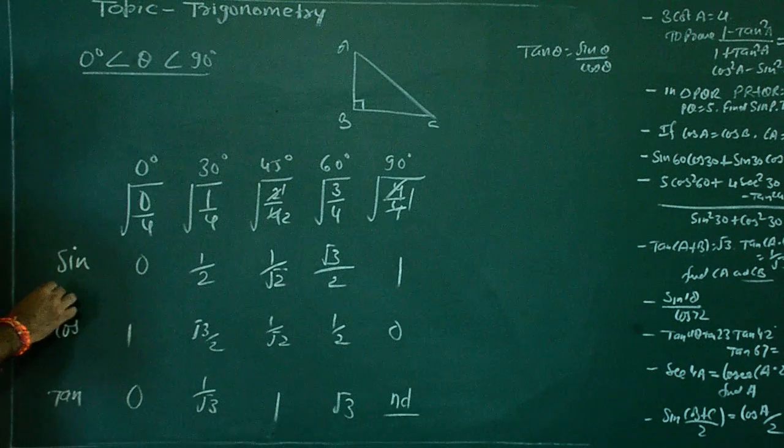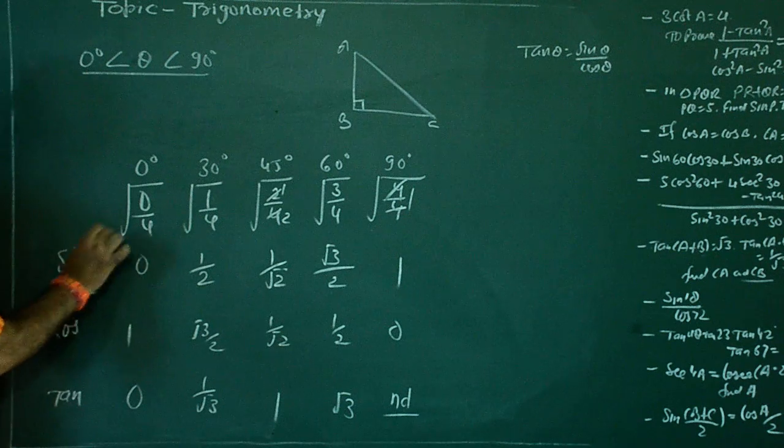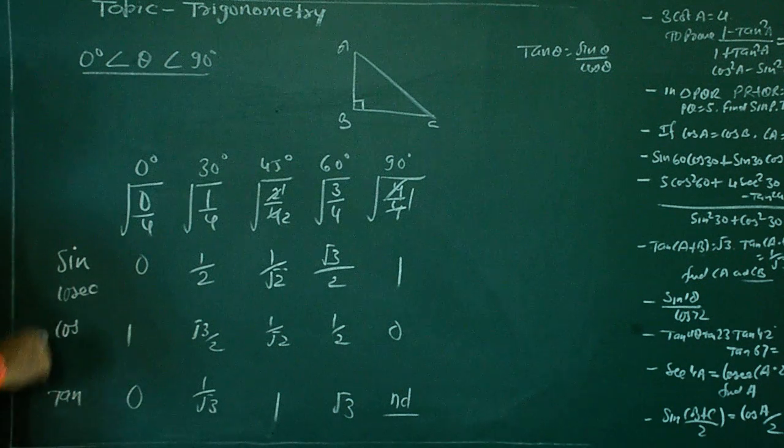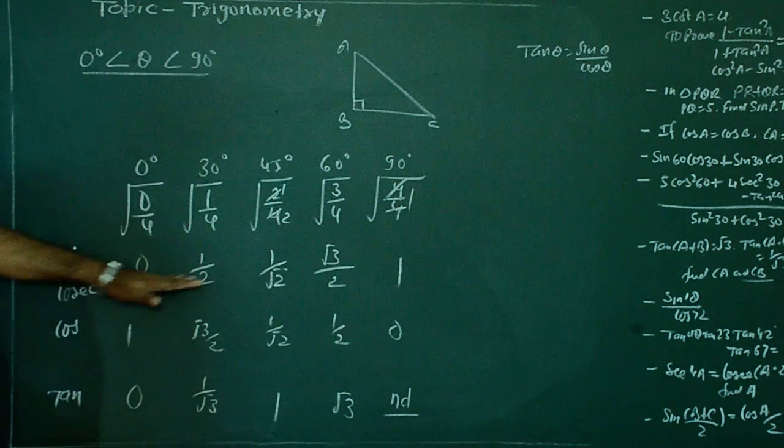Look here, you have here the value for sine, cos and tan, and now you need here value for cosec. Look, only you have to find the reciprocal of these numbers.